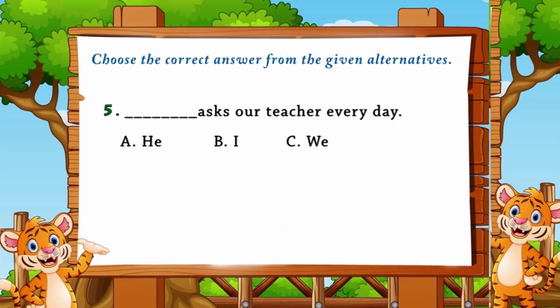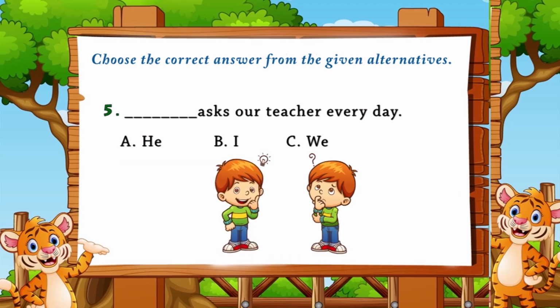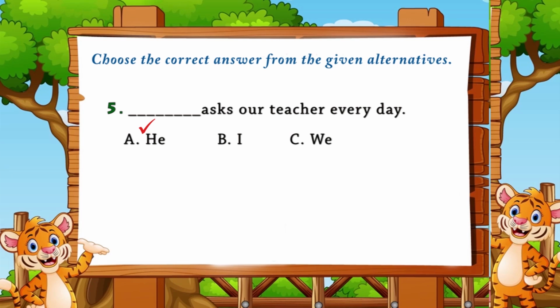Number five, blank asks our teacher every day. A, he. B, I. C, we. The answer is A, he. He asks our teacher every day. If the subject is I, we do not add S. And the same, if the subject is we, we do not add S.